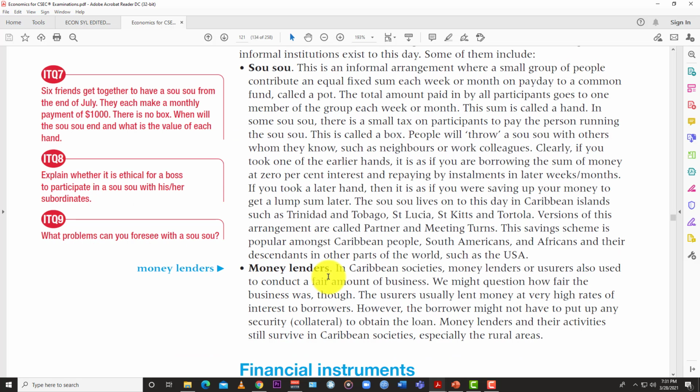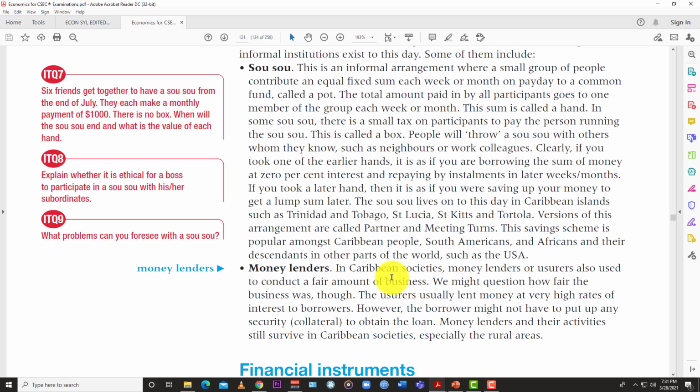Moneylenders in the Caribbean society, moneylenders or usurers, also used to conduct a fair amount of business. You might question how fair the business was. The usurer usually lends money at a very high rate of interest to borrowers, so this is basically a loan shark we're talking about here, right? However, the borrower might not have to put up any security or collateral at all to obtain the loan. Moneylenders and their activities still survive in the Caribbean society, especially. So basically we're talking about a loan shark in a sense here.